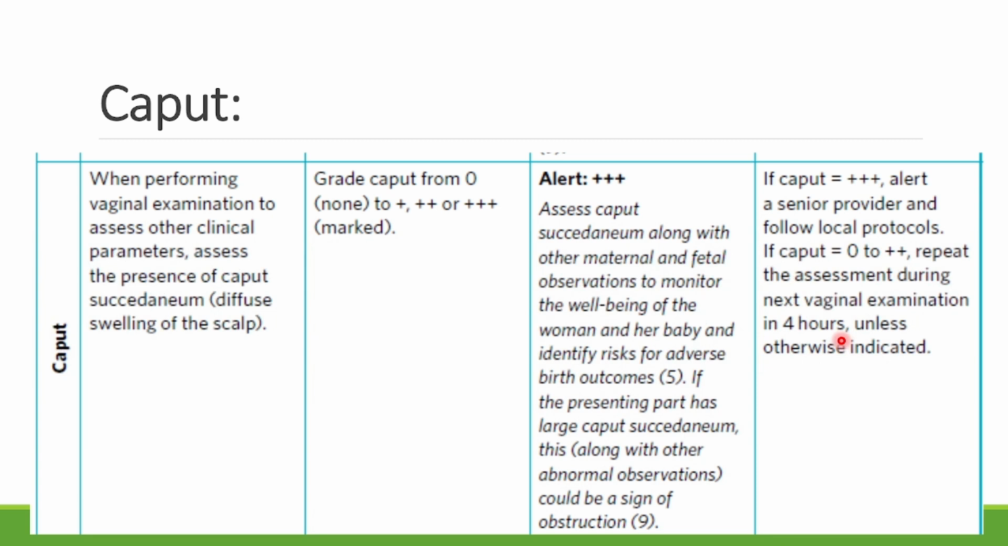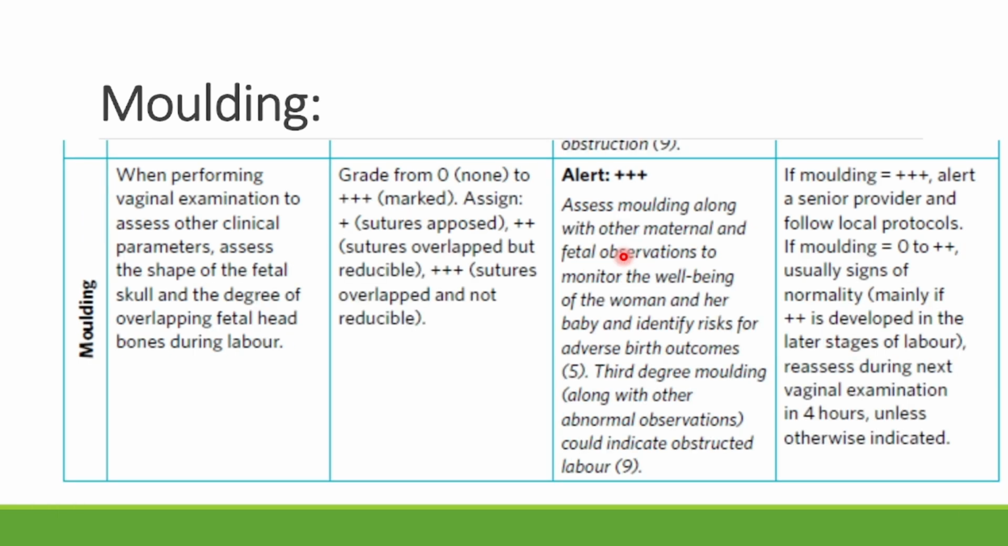What about the caput? We assess the caput as either 1 plus, 2 pluses, or 3 pluses. The alert is the 3 pluses, which may indicate difficult or obstructed labor. The molding, again, from 0 to 3 pluses: 0, 1 plus, 2 pluses indicate molding, and the 3 pluses is the alert, overlapping bones that are non-reducible. So this may indicate obstructed labor.